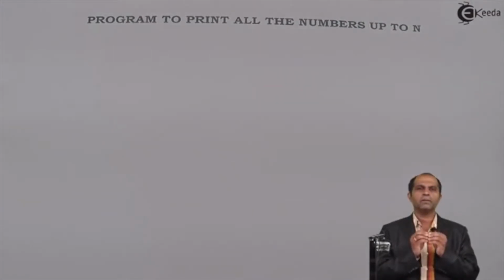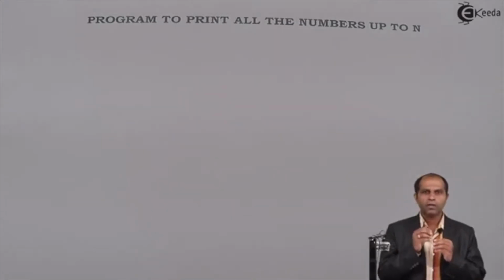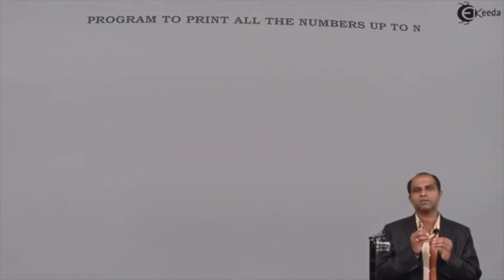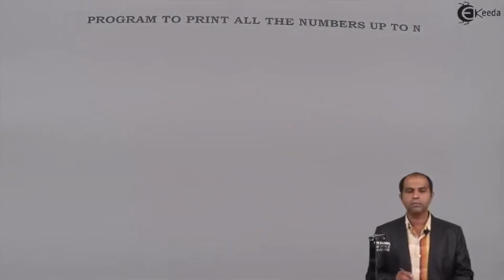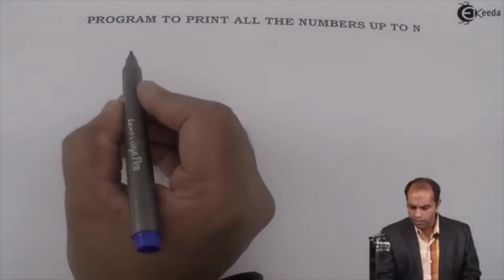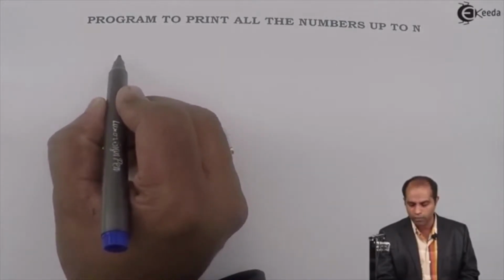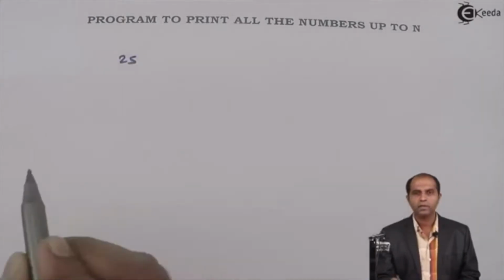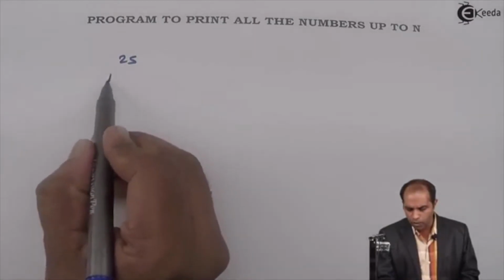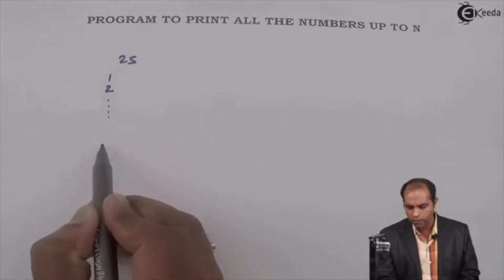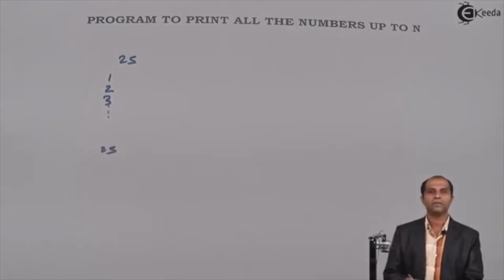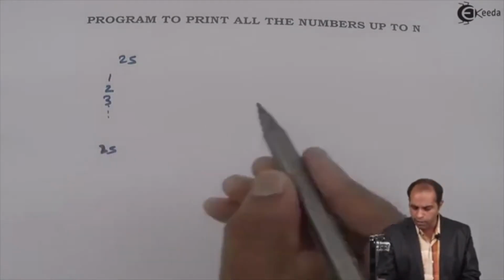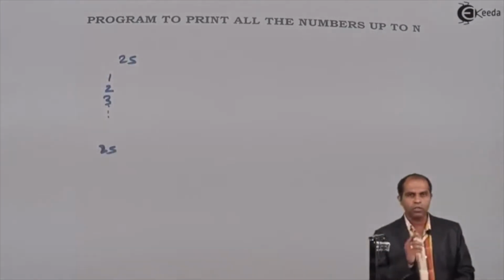The very first program is going to be a simple program to print all the numbers up to n. And then we'll try to modify some aspects of this particular code itself. Now, what I mean by this title, program to print all the numbers up to n: suppose the user enters the value of n as, say, 25. It means that I'm supposed to print all the numbers up to 25. I'm supposed to print 1, 2, 3 and so on till 25.